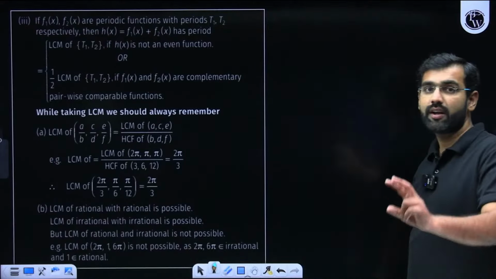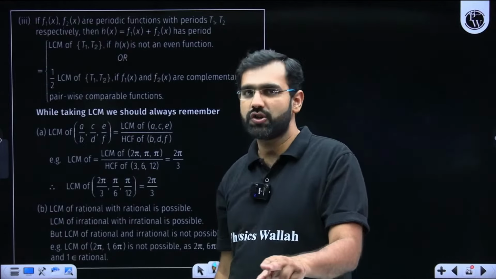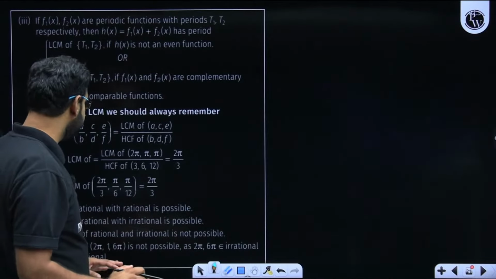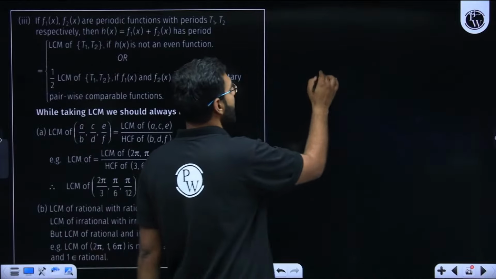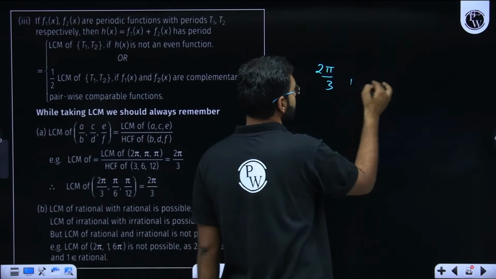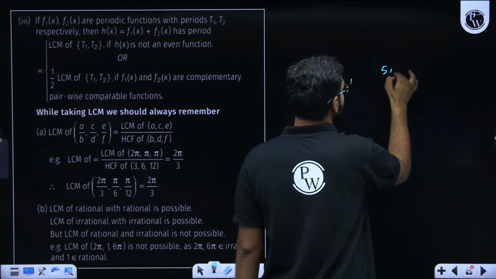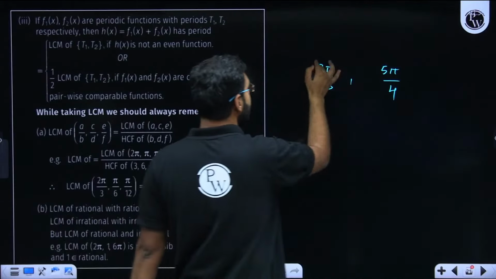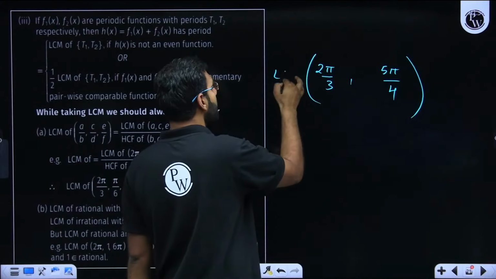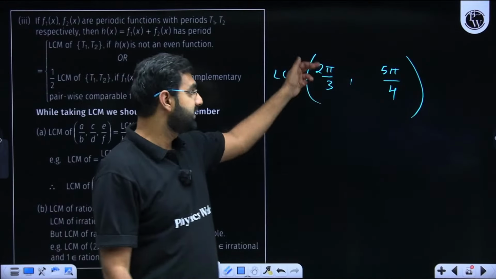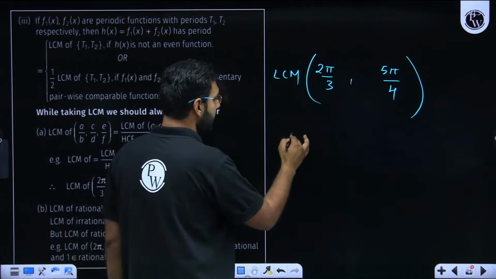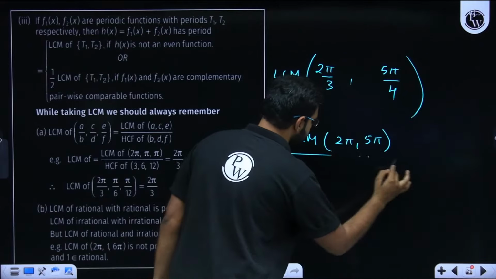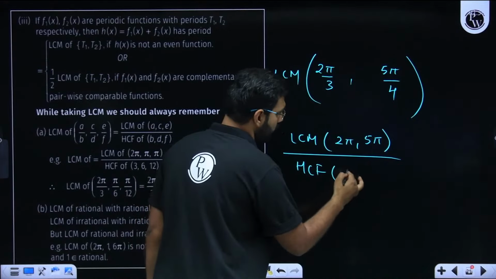But let's say if you are given two irrational numbers or two rational numbers, then you can find their LCM. I repeat, let's say there is a function which has the period 2 pi by 3, and there is another function which has the period 5 pi by 4. So if these two functions are added or subtracted, that function's period will be the LCM of this. And remember, LCM of fractions is taken by LCM of the numerator, which is LCM of 2 pi and 5 pi, and HCF of the denominator, which is 3 and 4.